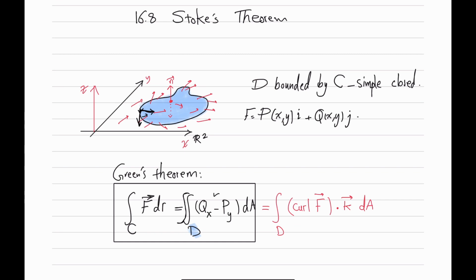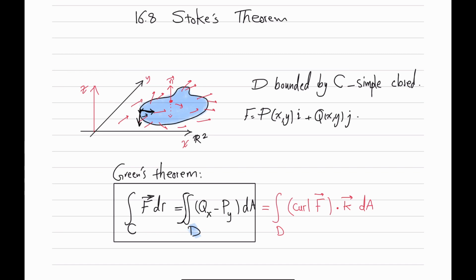Now the familiar form of Green's theorem says that integrating F along the boundary curve is the same as integrating these mixed partial derivatives of them inside the region D. So a 1-dimensional integral, a curve integral, is equal to an area integral of a different thing that is given in terms of derivatives of F.